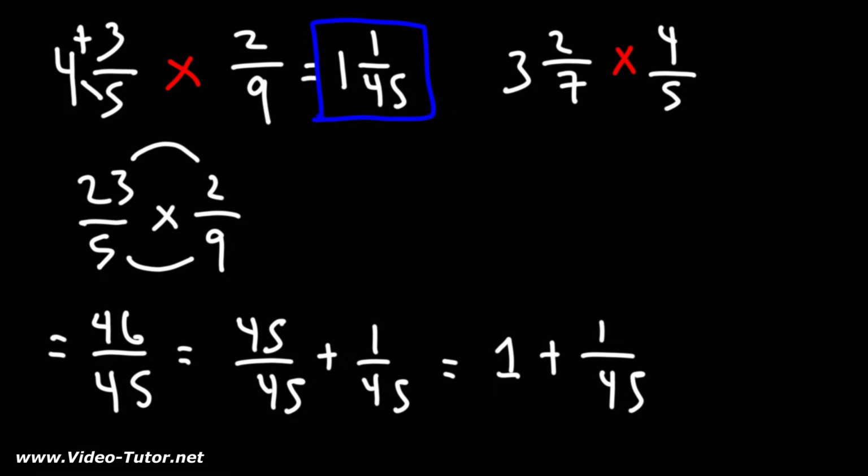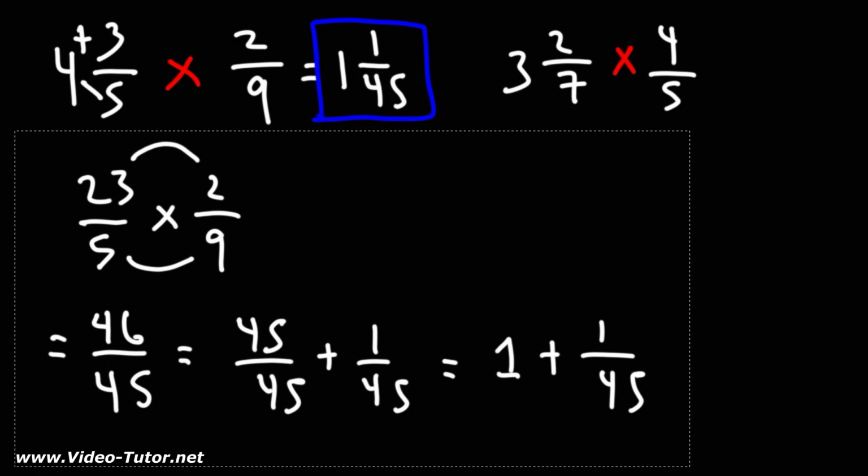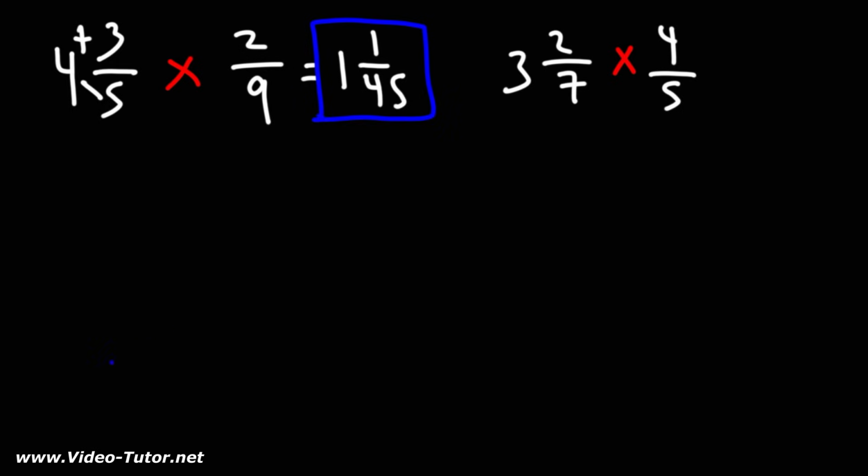Now, let's do the same for the second. Feel free to pause the video if you want to try it. So let's convert the mixed number 3 2/7 to an improper fraction. So let's begin by rewriting the denominator. And then 3 times 7 is 21, plus 2, that is 23. So we have 23 over 7 times 4 over 5. And there's no common factors that we could cancel.